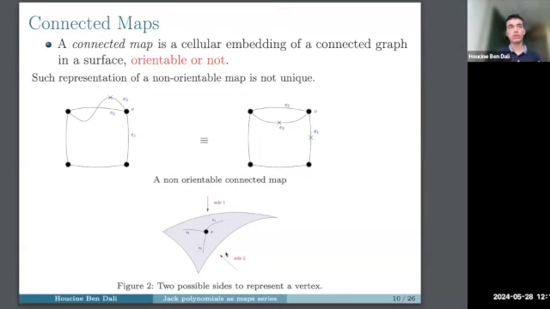For example, orientable surfaces always have an exterior side and an interior side, so we can decide to represent all vertices from the same side. This does not exist in the case of non-orientable surfaces because we do not have the notion of exterior side. So we choose a side for each vertex.